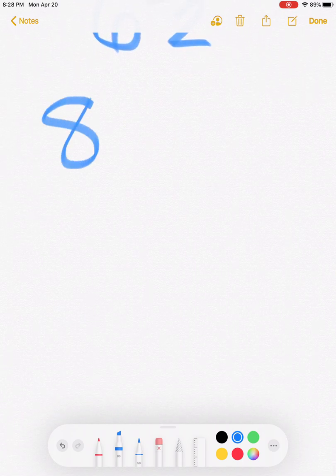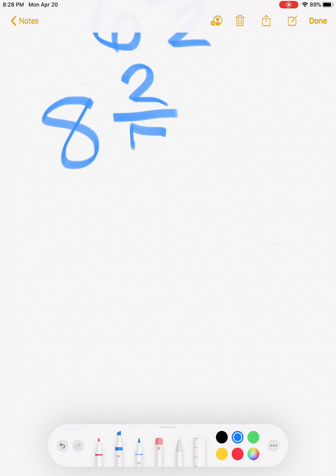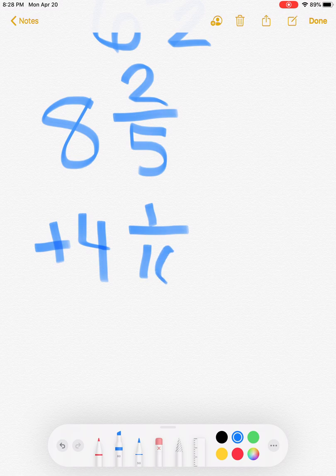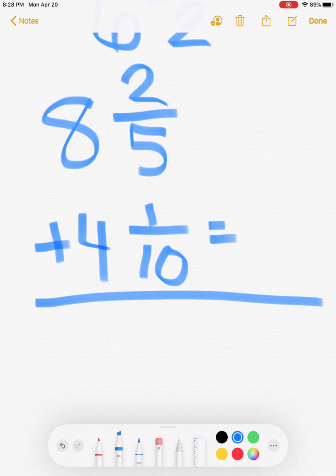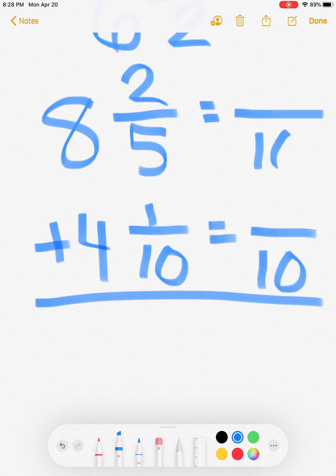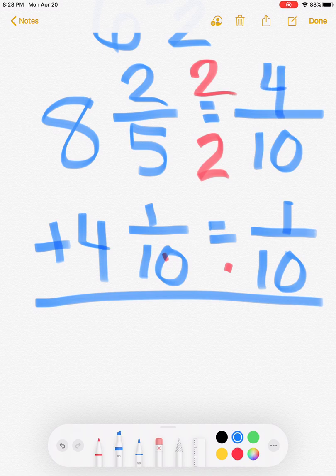8 2/5 plus 4 1/10. Okay, let's look at the fraction. We're going to get the common denominator. We see it's 10, so I'm going to put a 10 for both. 10 times 1 is 10. Well, this one isn't changing. 5 times 2 is 10. So 2 times 2 is 4, right? 4 plus 1 is 5/10.